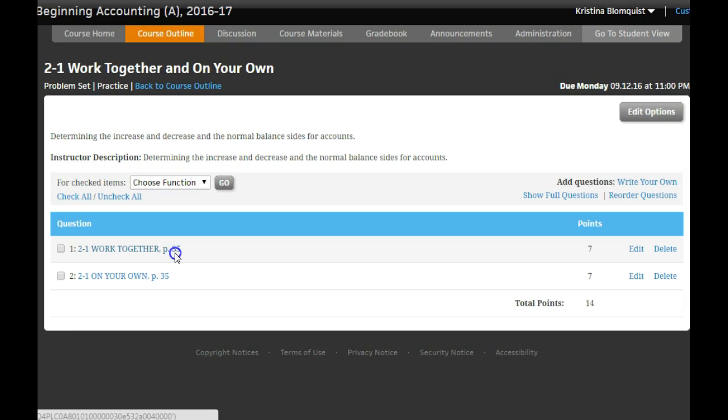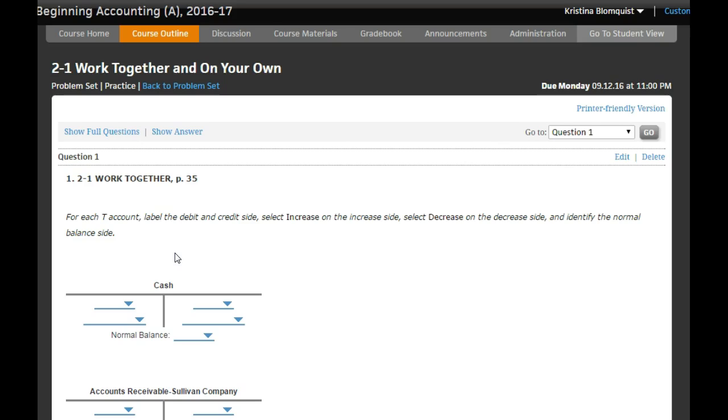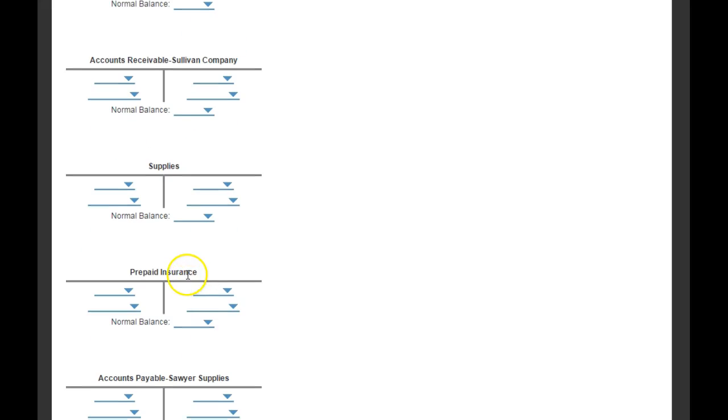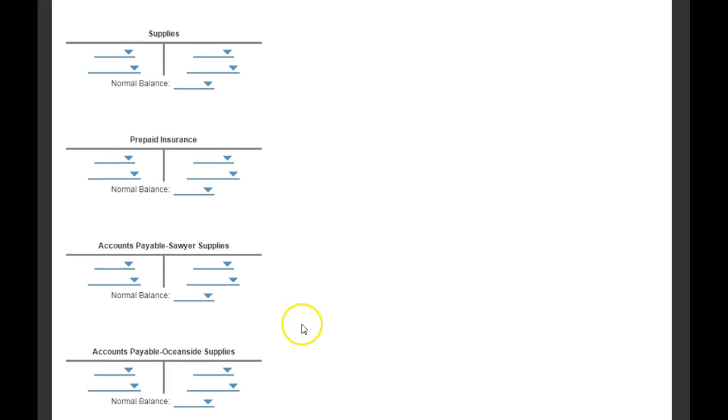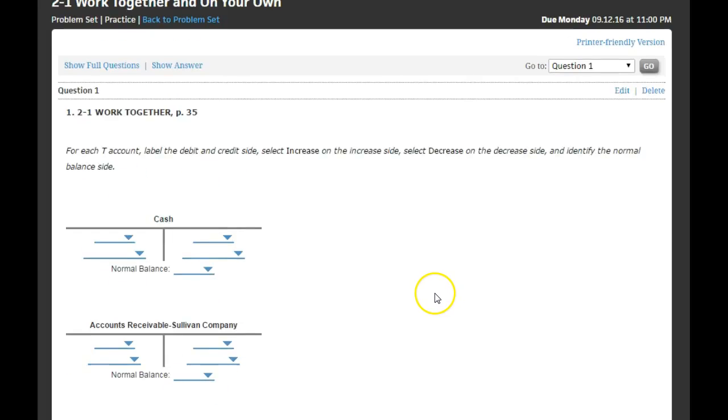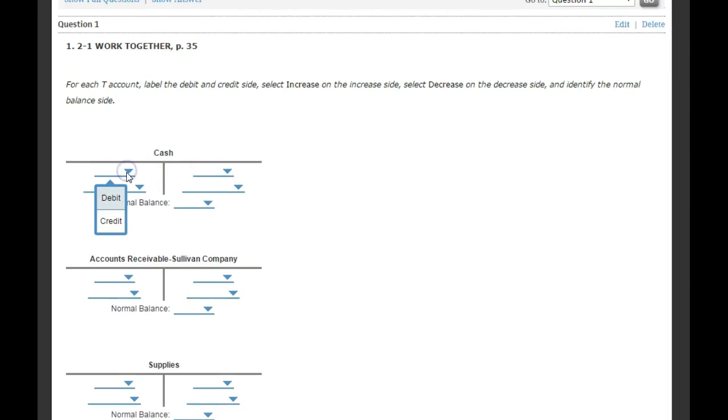I'm going to go ahead and click the link here so that we can open it up. What it's telling us is for each T account, we want to label the debit side and the credit side. We want to figure out which side is increasing, and then identify where we find the normal balance for these different accounts. You're seeing a cash account, accounts receivable, supplies, prepaid insurance, accounts payable, and then Parker Vogel, who would be an owner, and this is a capital account for Parker Vogel.